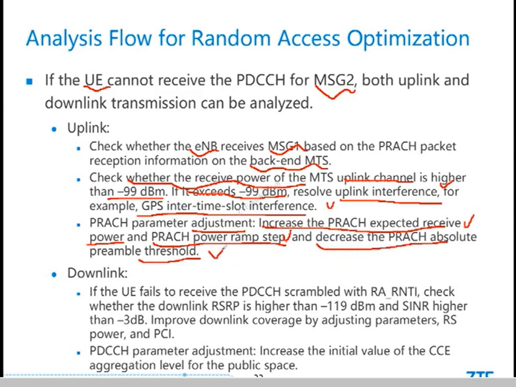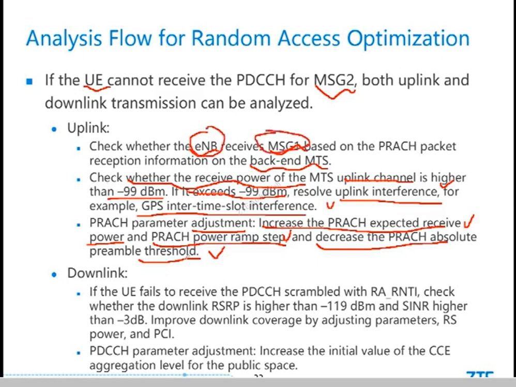So it means you can increase your initial transmit power, or you can increase your steps, meaning you can send the preamble more times. And lastly, you can also increase the power ramping each time, so every time you can increase more power. All those steps are actually in order to help the eNodeB receive message 1.